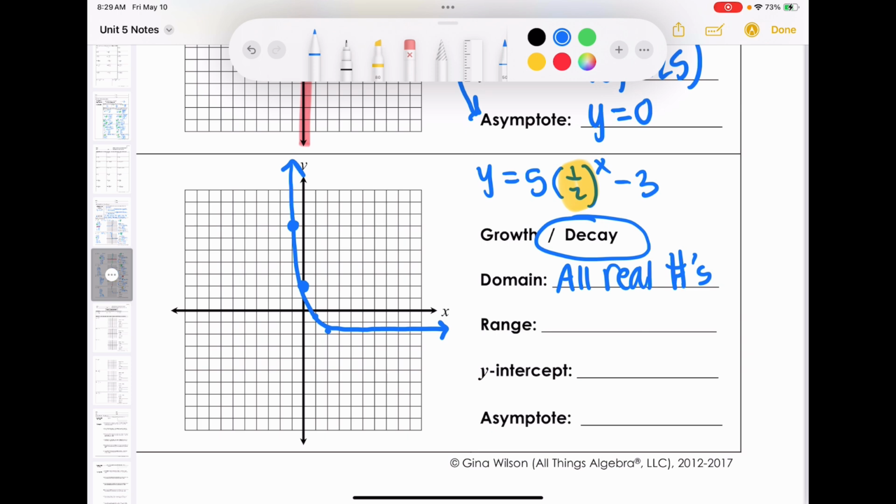All right, for our range, that's our y-axis, okay? And if we look, it's never going to cross this y value right here, which is -2. So that's y is greater than -2. If I look over at my xy table, for my y-intercept I get 0, 2, and then my asymptote is y equals -2. And that concludes the notes for graphing exponential functions.